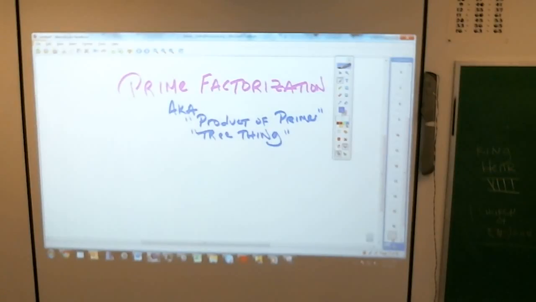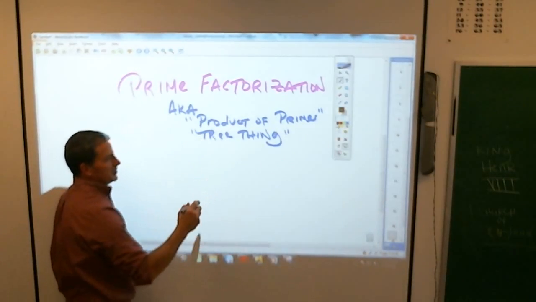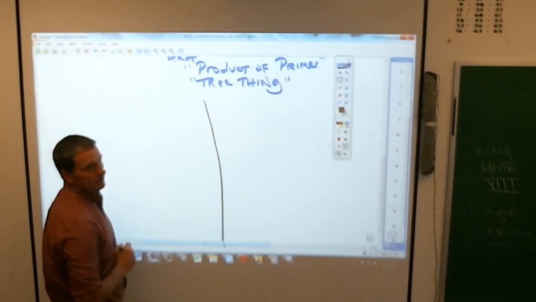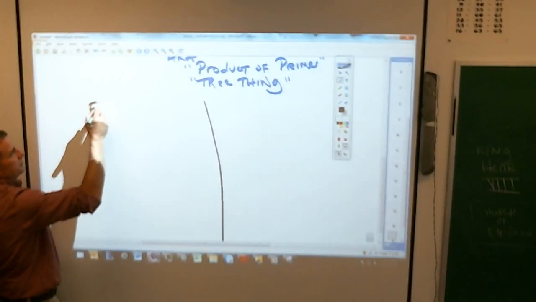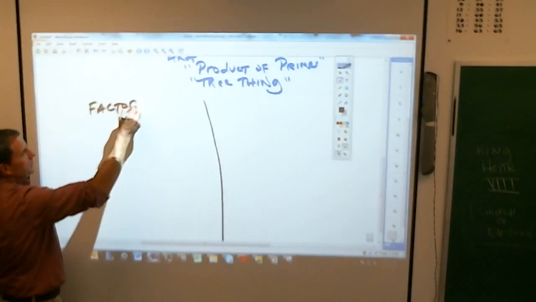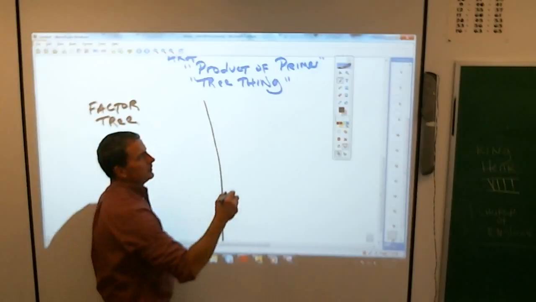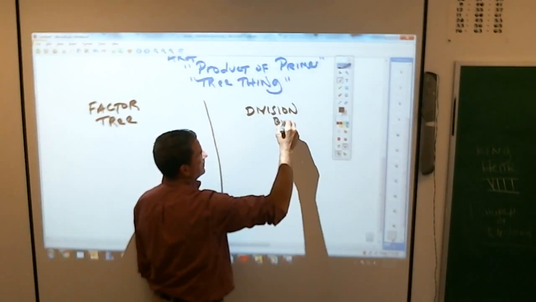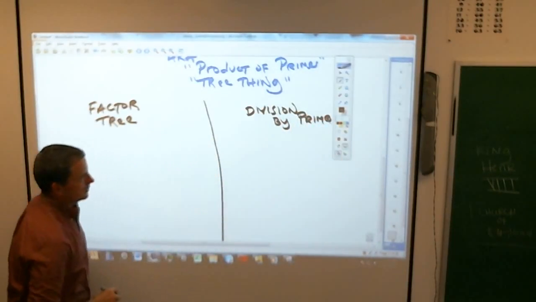Again, we will cover today what took you probably a week and a half last year. We'll cover in one day because you're just that smart. When you do prime factorization, there are two different ways you can do it. Anybody know what they are? One is called the factor tree, and the other one is called division by prime. And we shall do them both just because you'll enjoy this to know it.